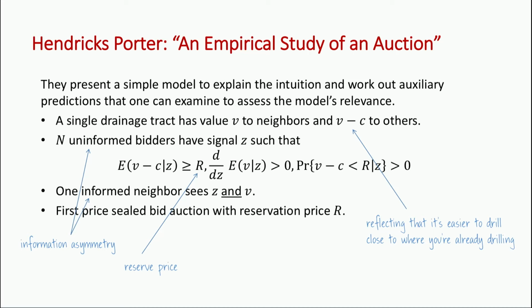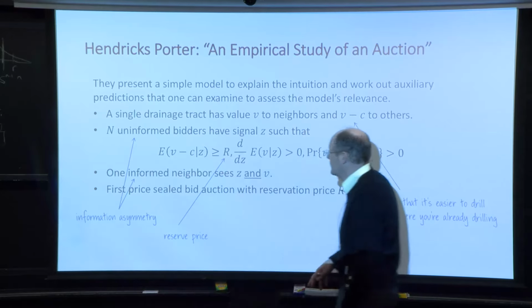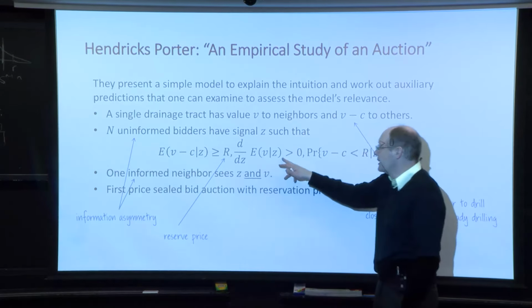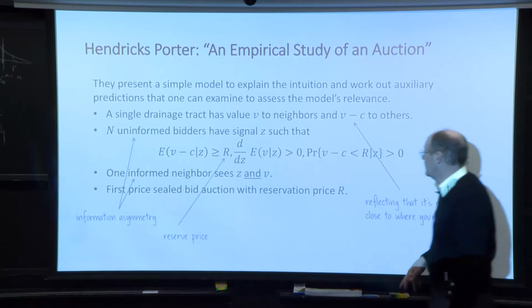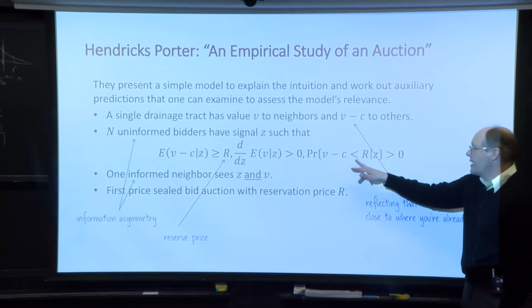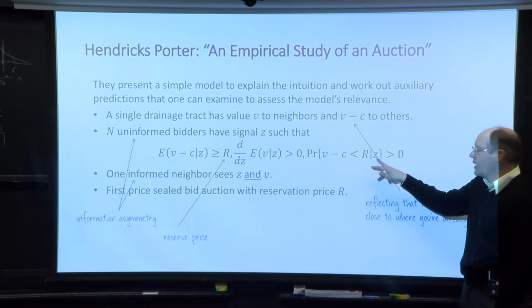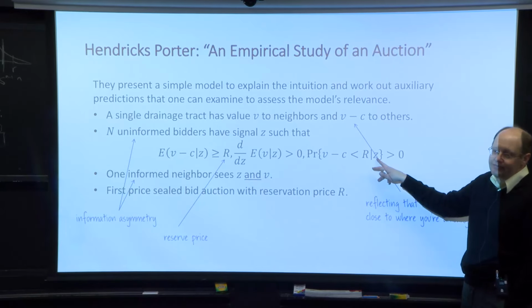We have N uninformed bidders. The uninformed bidders do get some signal Z, which can be the signal from their geologists. It could also be the signal from ExxonMobil, who does have to report how much oil they're pulling out of that well because they pay royalties. They assume that the expected value is bigger than the government's reserve price. The expected value is increasing in the quality of their signal, but there's always some probability that the value will be less than the reserve price no matter how positive the signal is.